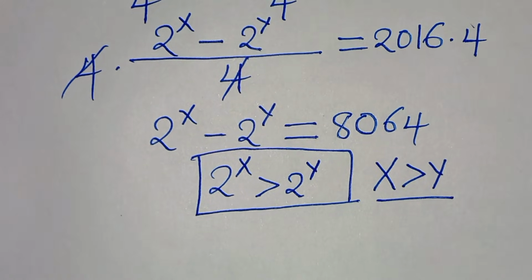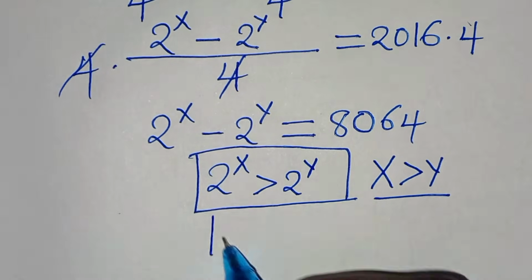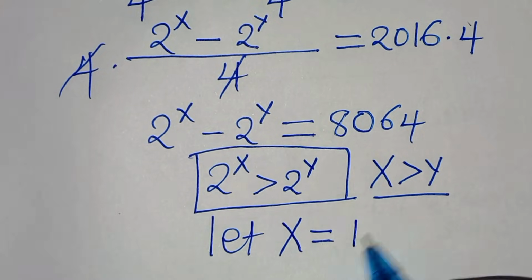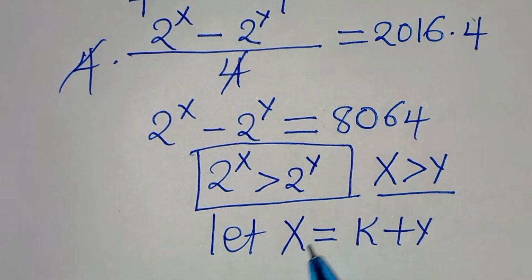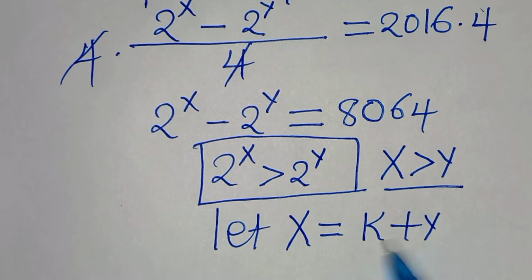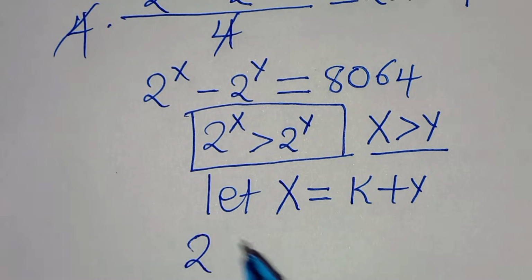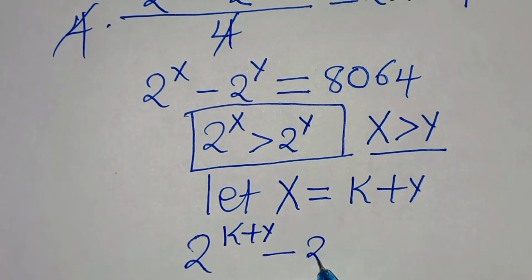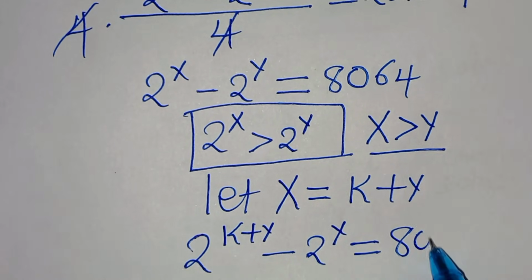So from this statement here, we can let x be equal to k plus y. Let's substitute x with k plus y, so that now we have 2 to the power of k plus y, minus 2 to the power of y, equal to 8064.